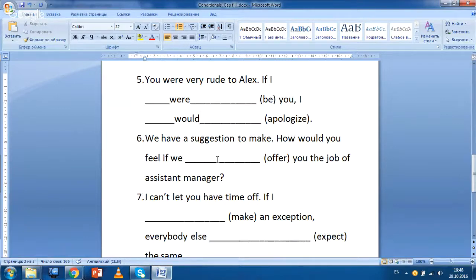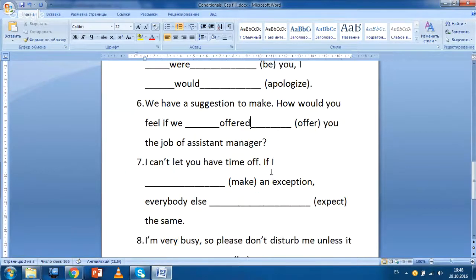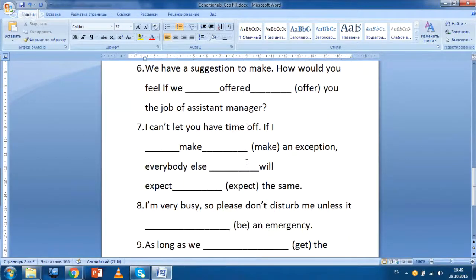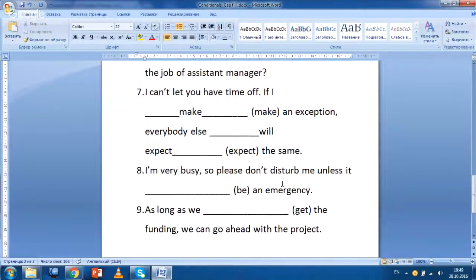Okay, next one. We have a suggestion to make. How would you feel if we offered you the job of the assistant manager? Again, this is the second type of conditional. How would you feel if? Very often, this type is used for asking questions. So what would you do if, or how would you feel if? All right, next sentence. I can't let you have time off. If I make an exception, everybody else will expect the same. So will expect. Yes, this is the first conditional. The boss talks about future consequences, so he or she uses the first conditional.